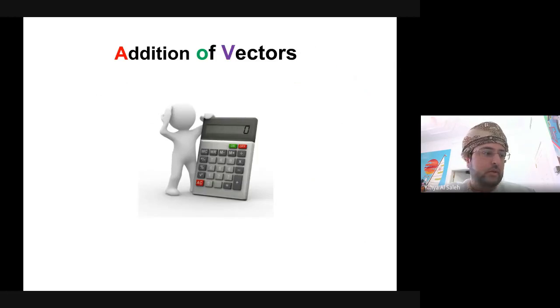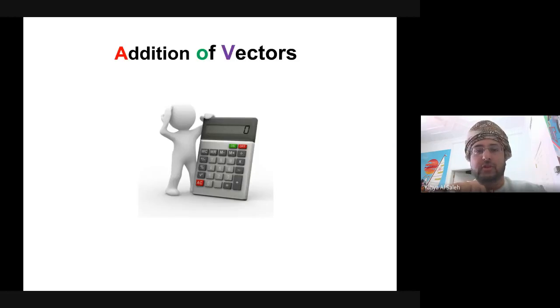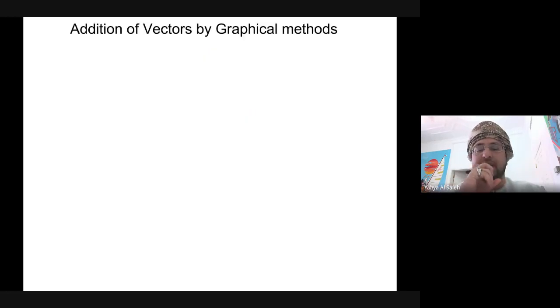Okay. Now let's look at addition. There are two ways to add vectors. One is using graphical methods, so by drawing, and another one by using analytical methods or the component method, and that is mathematically by writing it down. And we're going to look at both of them in this lecture. We'll start with the graphical method, which most students find easier, but I actually find more difficult.